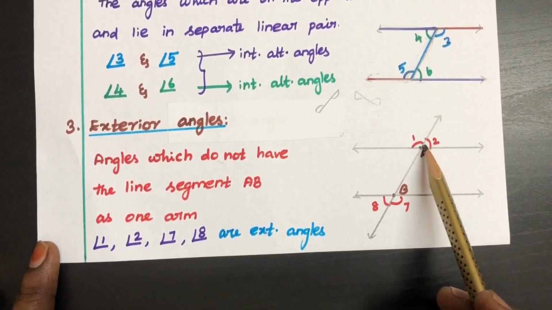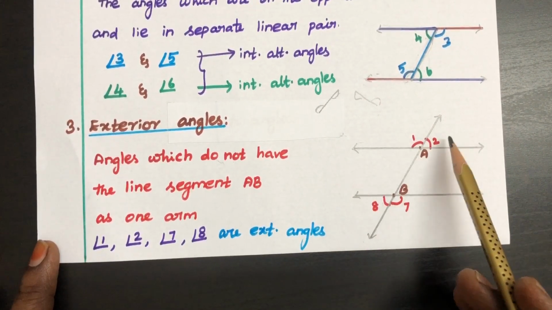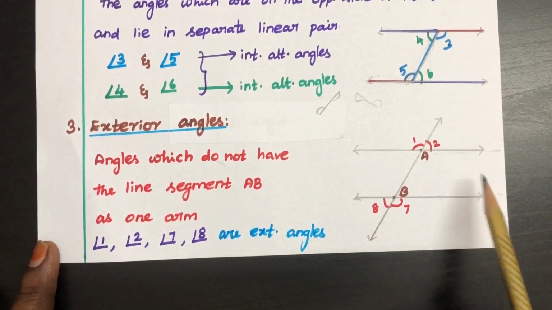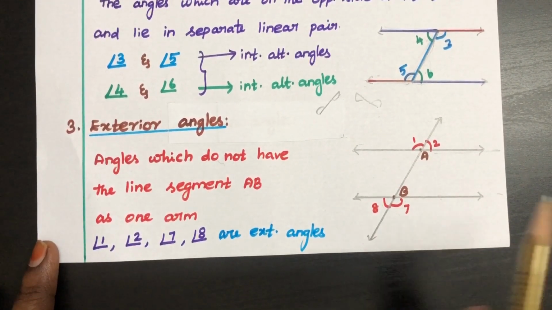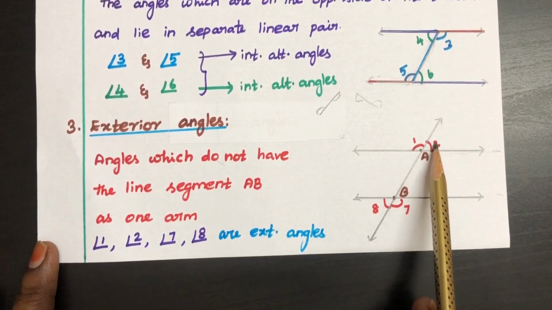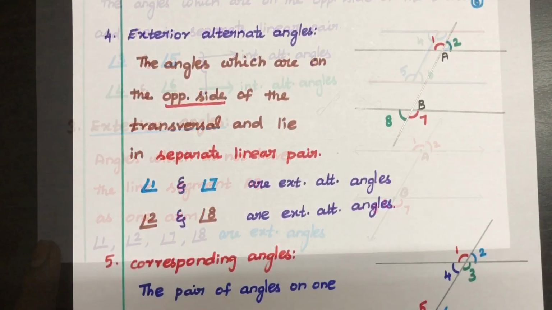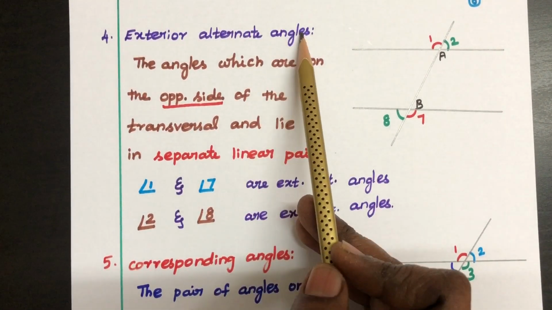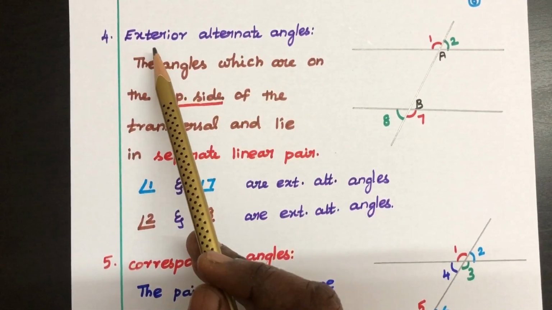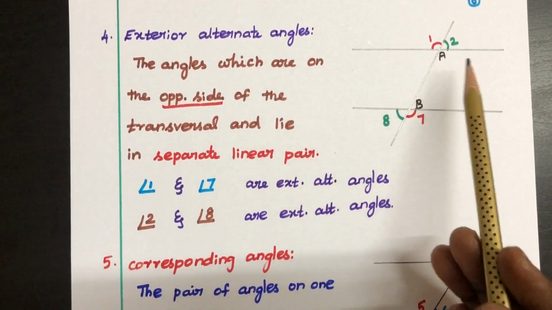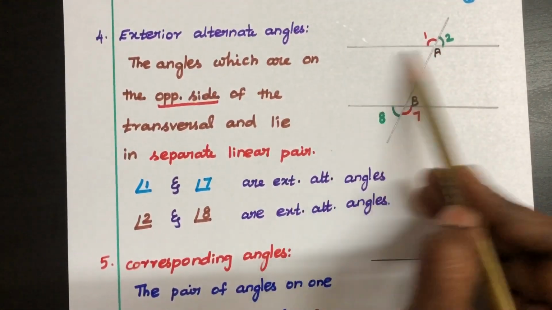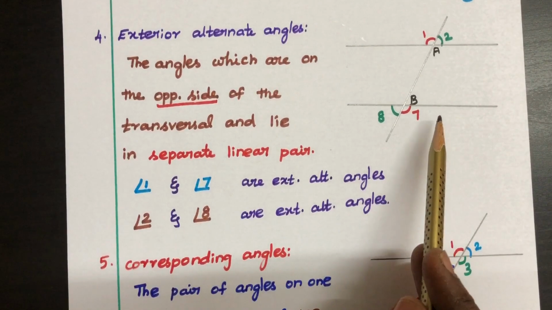So, the angles formed outside the lines A and B are called exterior angles. So, 1, 2, 7, 8 are exterior angles. Like interior alternate angles, we are going to see what is exterior alternate angle. Same way. See here, we only consider exterior angles.